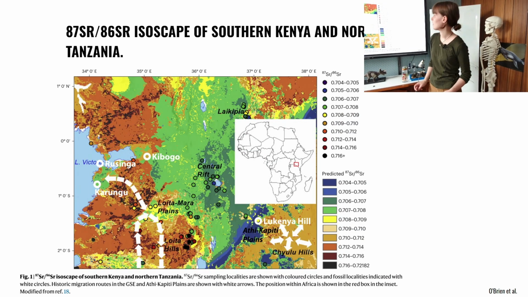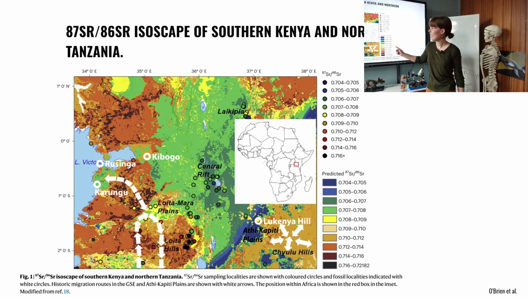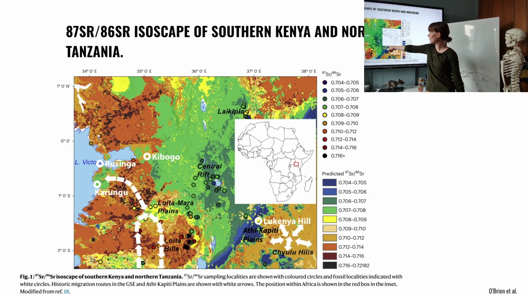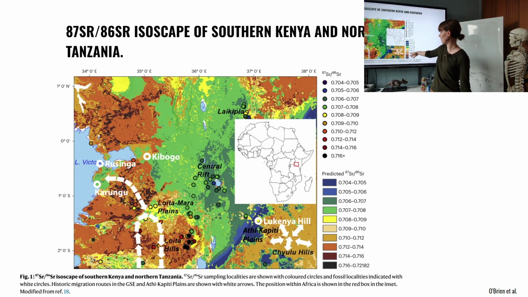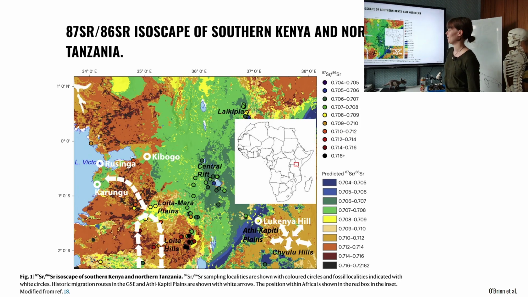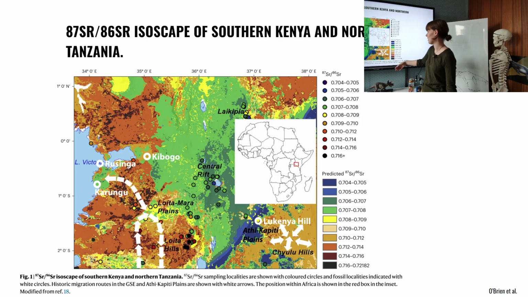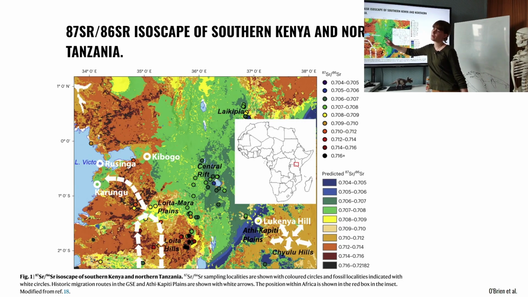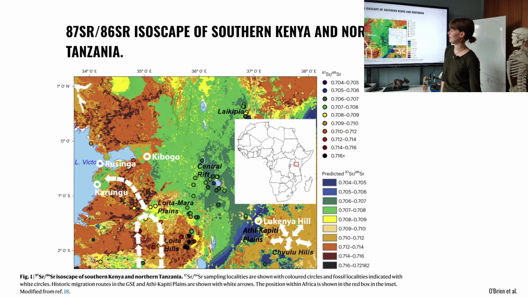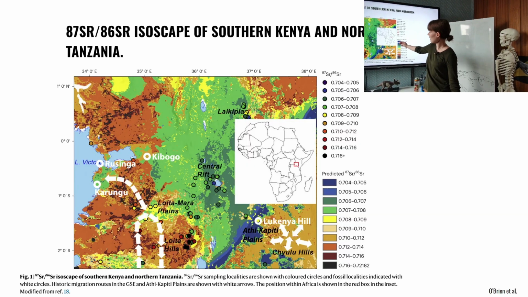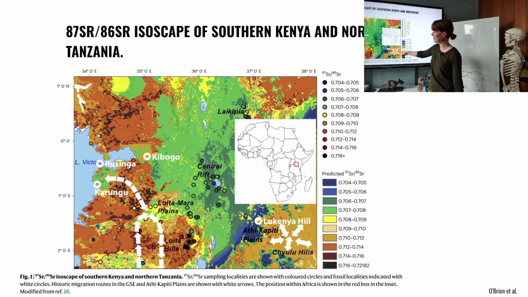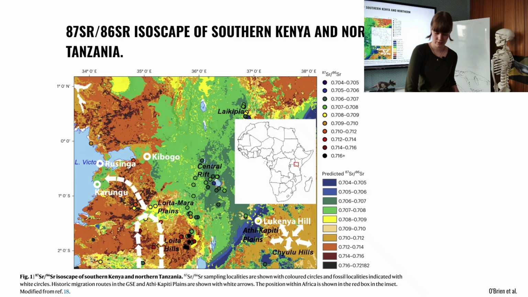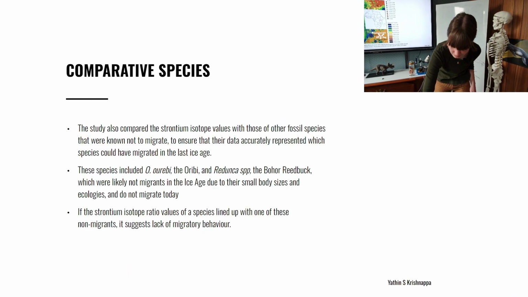So here's the isoscape they used in the study. They've got some quite interesting things here. So they took a range of samples across the area just to check that it fit with the general underlying isoscape. And generally it did, they're pretty accurate. And then these are the 4 fossil sites where they took the samples from, the white circles. And they've got historic predicted paths of migration on there as well. So this is how they corrected for possible errors in their sample.